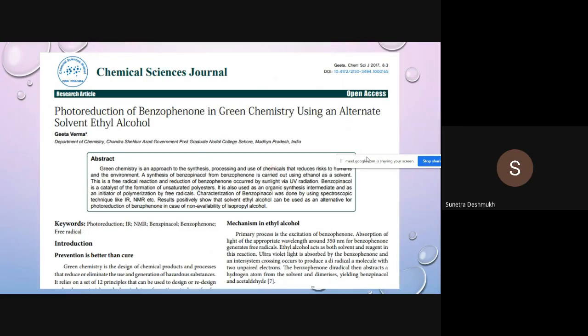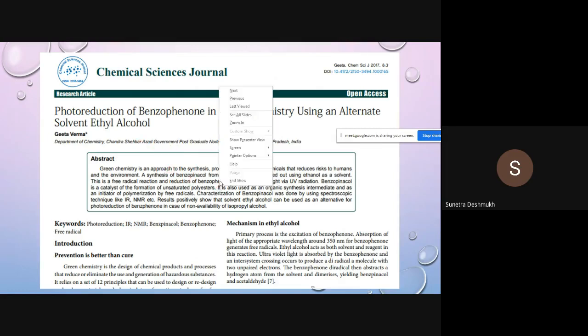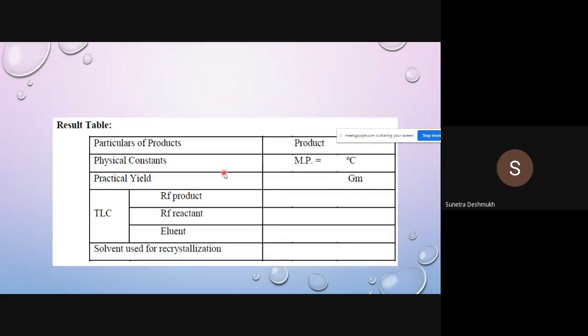One research article I found regarding this photoreduction of benzophenone in green chemistry used an alternate solvent, ethyl alcohol. So they have done this reaction in ethyl alcohol instead of isopropanol. It was published in 2017 in the Green Chemistry Science Journal. If you need details, you can refer to this article. Whatever product you get after recrystallization, you have to report your yield, melting point, TLCs, and submit your report to the examiner.